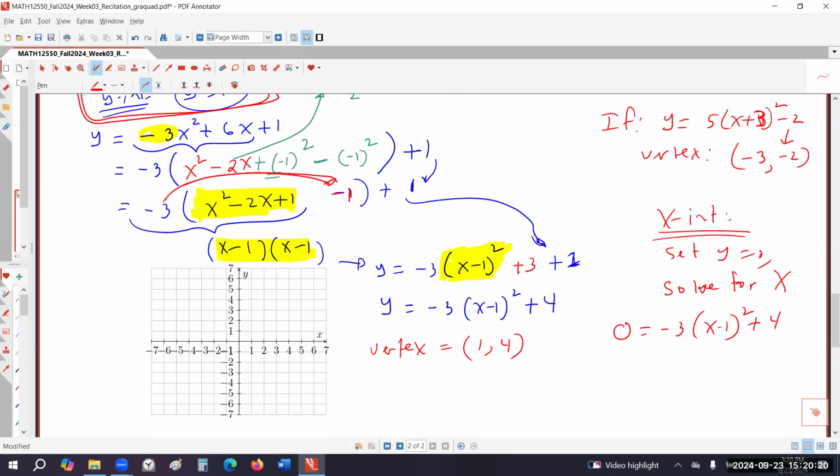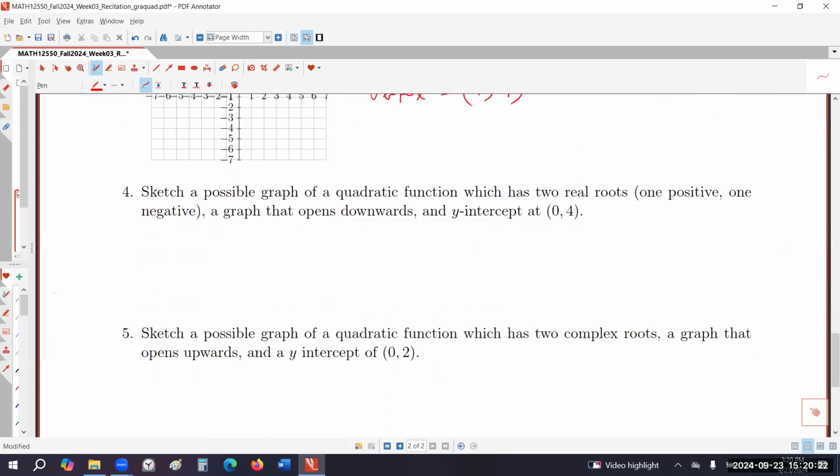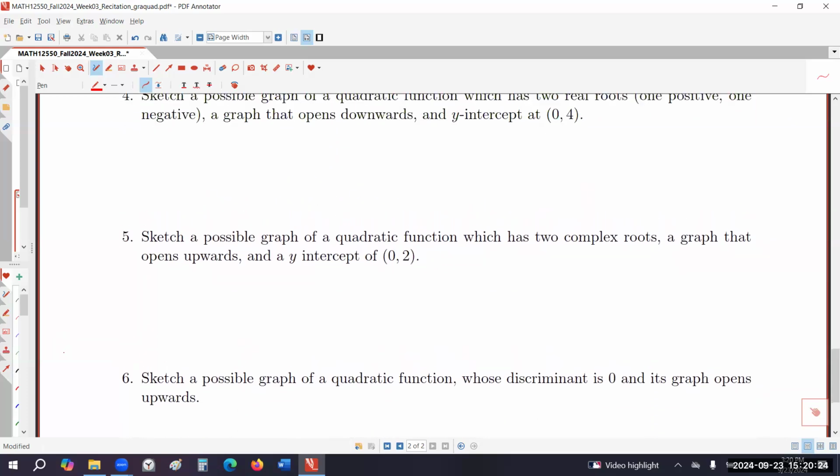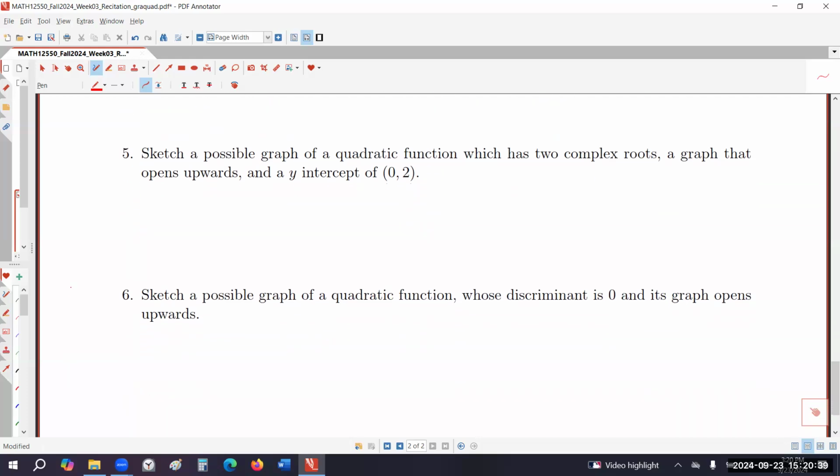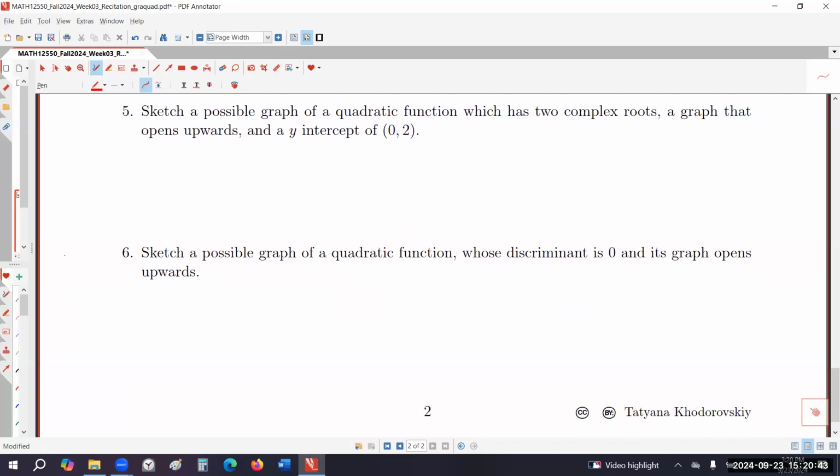Do you guys need any help for next 3 questions, 4, 5, 6? Do you think any of them are hard? Any question from anyone? No? Number 6: sketch a possible graph of quadratic function whose discriminant is 0. Good question. Discriminant is 0. What is discriminant?